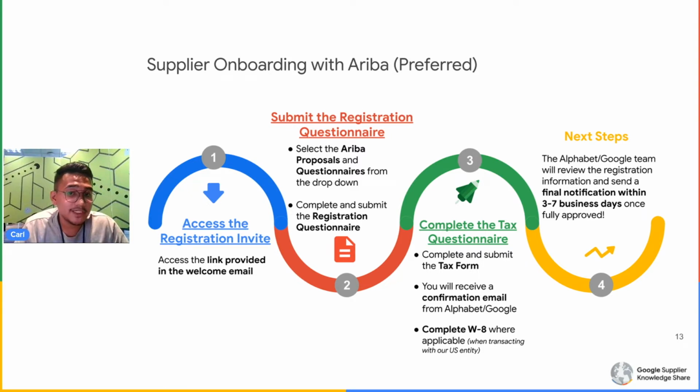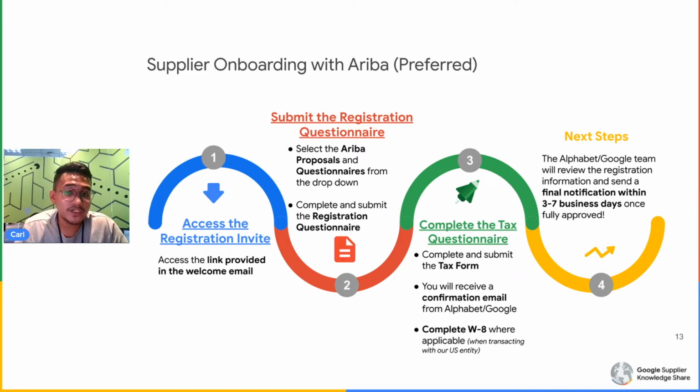It will prompt you to the Ariba platform automatically, showing login or sign up. Log in if you already have an existing account in Ariba, or sign up if you don't have one yet. Once you're done, it will automatically prompt you in the Ariba proposal and questionnaire, which is a different platform in Ariba used by Google to complete the enrollment process. Under the Ariba proposal and questionnaires, there are two forms that you need to complete or fill out.